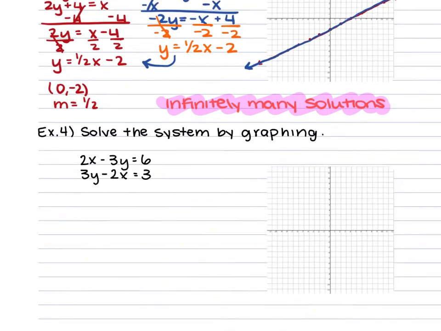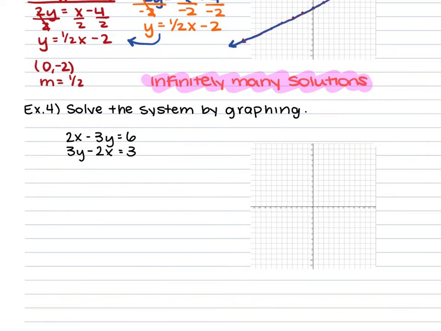For example 4, we're given 2x minus 3y is equal to 6, and 3y minus 2x is equal to 3. For this one, I'm going to solve that top one first. So 2x minus 3y is equal to 6. I'm going to solve that for y. So I'm going to move that 2x over by subtracting it from each side.